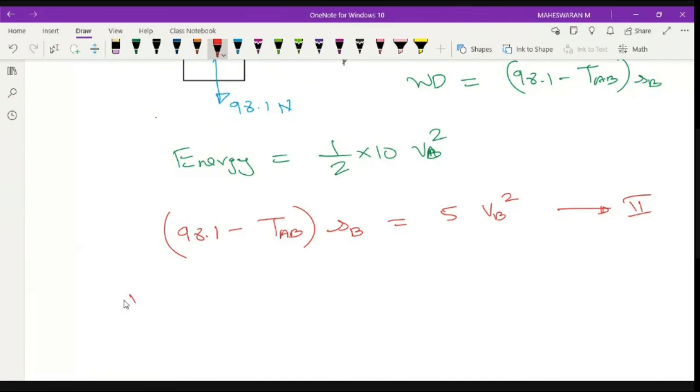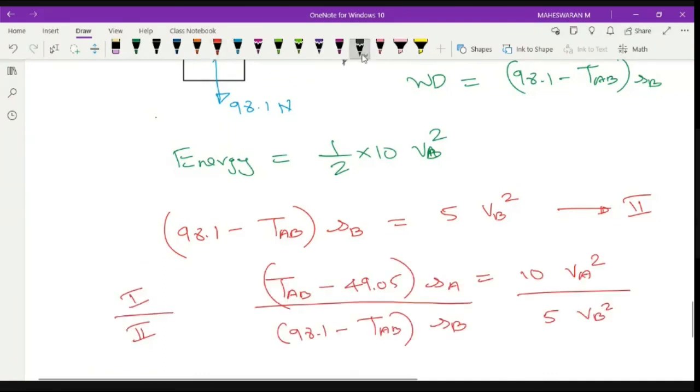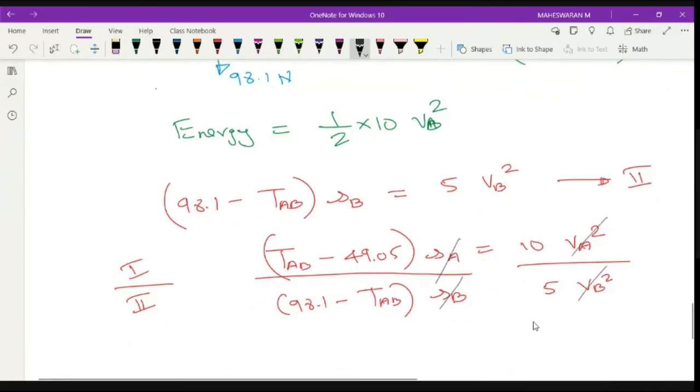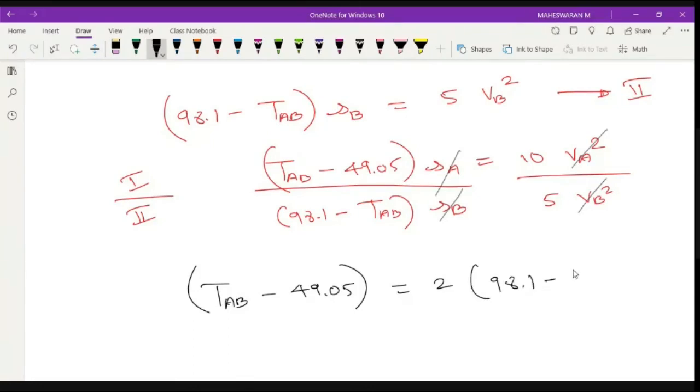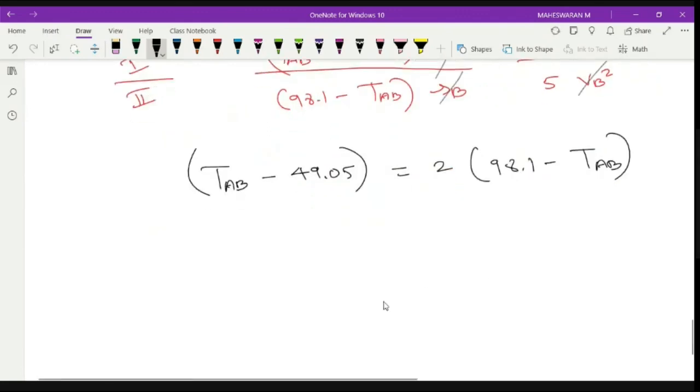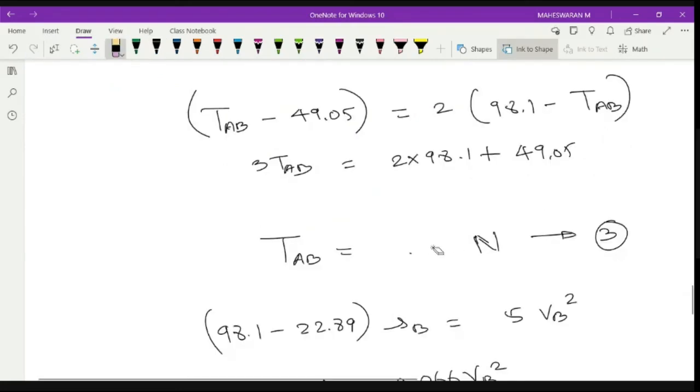Now I can divide these two equations. You know that VA, VB all are same. I can cancel these things, right? So now I can identify TAB minus 49.05 is equal to, so 10 by 5 is 2, 2 into 98.1 minus TAB. Okay, so this is my fact. Can you identify what is my TAB? Okay, so this is 81.75.